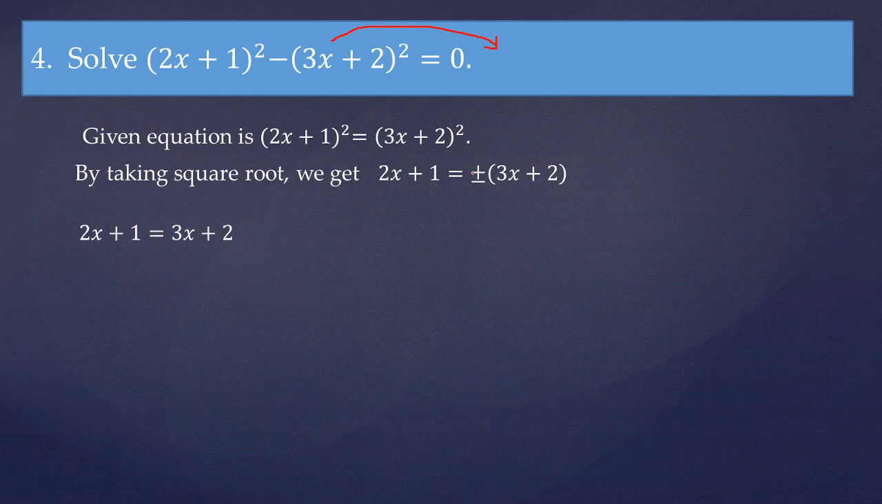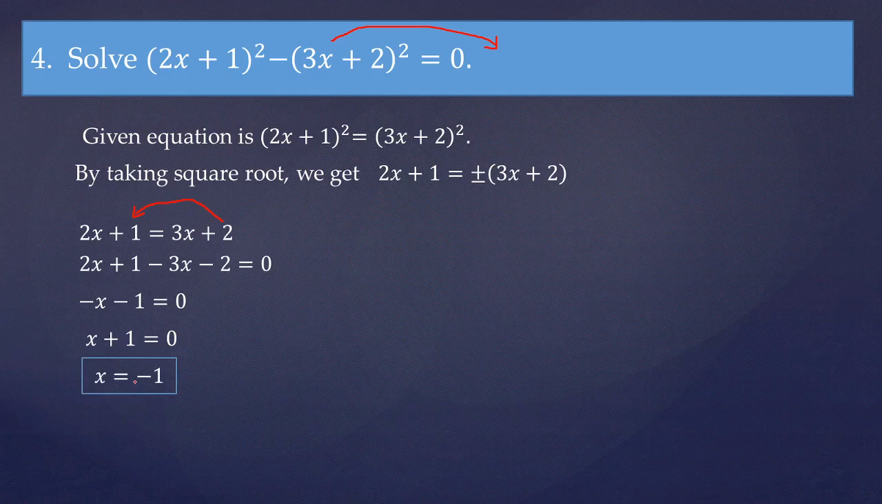Okay. So if you consider the plus sign, what will you get? 2x plus 1 is equal to 3x plus 2. So bring these two terms to this side. You will get 2x plus 1 minus 3x minus 2 equal to 0. When you simplify, you will get minus x minus 1 equal to 0. Just multiply with minus, so you will get x plus 1 equal to 0. So the value of x is minus 1 in this case.